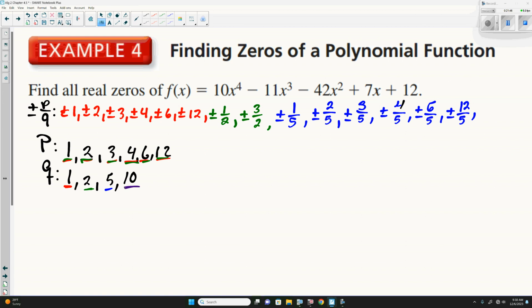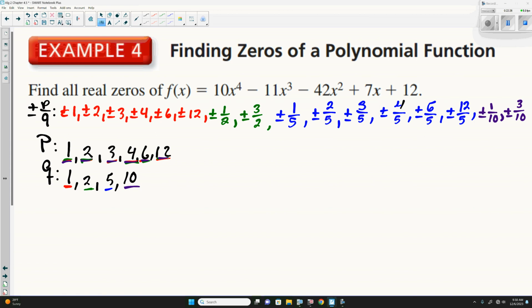So we'll do 1 over 10, which is plus or minus 1/10. 2 over 10, 1/5, because they have a common factor of 2. 1/5 is listed. 3 over 10 is not listed because 3 and 10 just stays 3/10. 4/10 reduces to 2/5. 6/10 reduces to 3/5. And 12/10 reduces to 6/5.